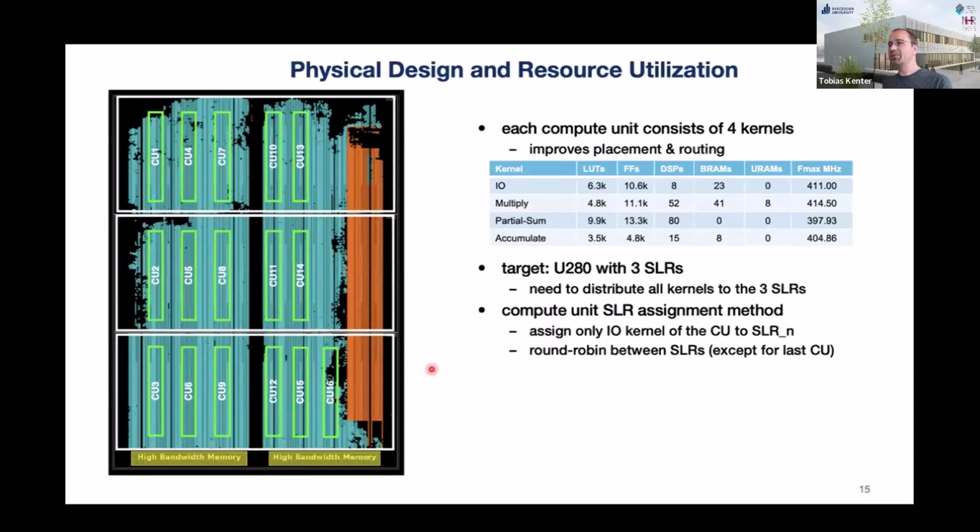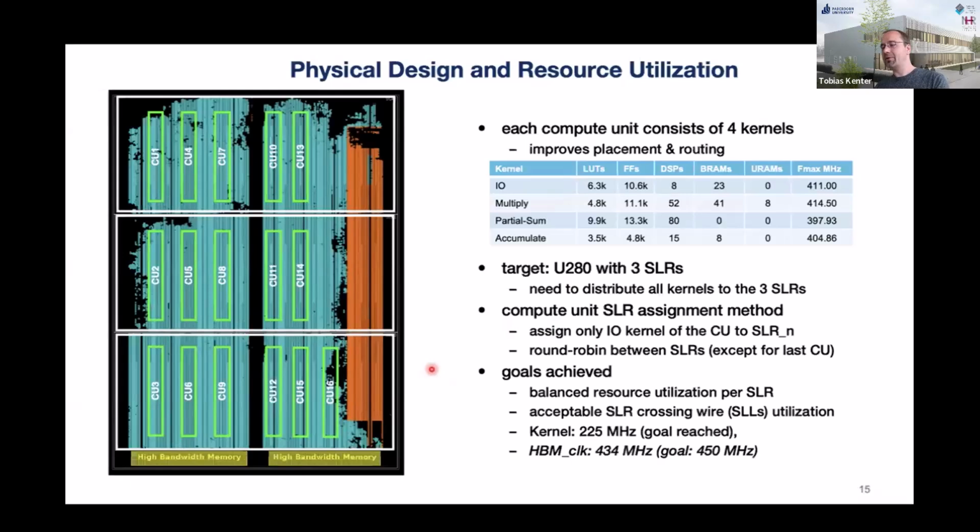With this approach, we achieved the following goals. Overall balanced resource utilization per SLR. In particular, as discussed, the BRAMs are critical. We have an acceptable SLR crossing wire utilization. And with that, the kernel clock frequency of 225 megahertz was perfectly reached. The HBM clock fell just short of the target, so a few percent are missing here. Okay, so this is the design that we have then worked with and evaluated.